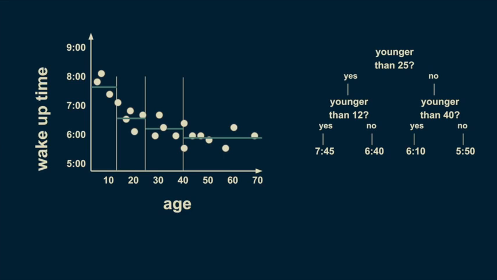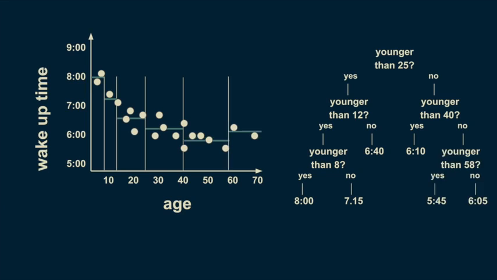There's still a lot of variation in the youngest group, so we can further subdivide it. By slicing again on age 8, we can refine the estimates to more closely fit the data. We can also subdivide the 40 to 70 group on the 58-year line. Notice that we are getting to where we only have 1 or 2 data points per leaf of our tree. This is a dangerous condition and can lead to overfitting, which we'll talk more about in a minute.